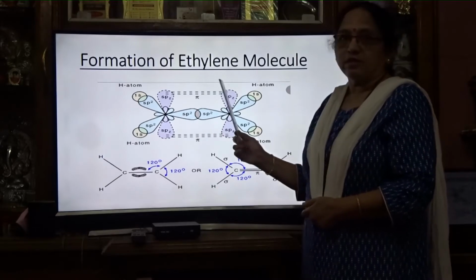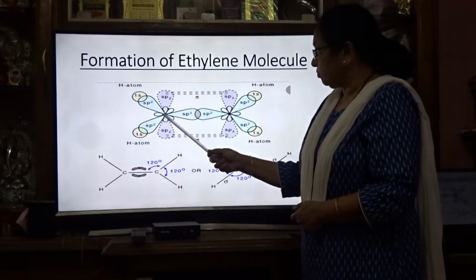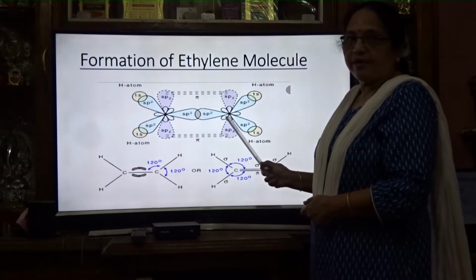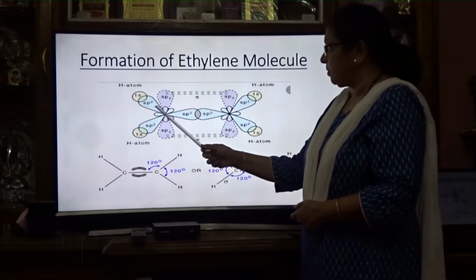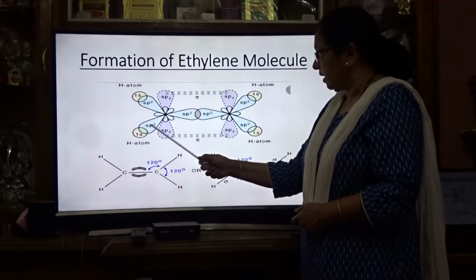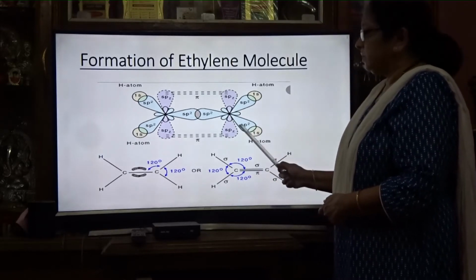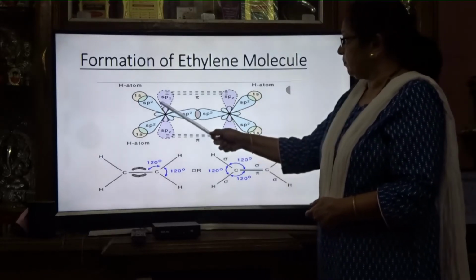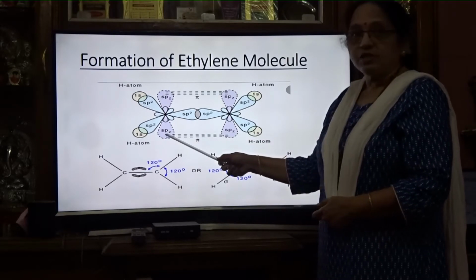The formula is C2H4. So C2 means both carbons are sp2 hybridized. This one carbon, this second carbon, is sp2 hybridized. So how many hybrid orbitals on each carbon? There are 3 hybrid orbitals: 1, 2, 3, and here 1, 2, 3. The blue colored ones are the sp2 hybrid orbitals, and shown lengthwise is the 2pz orbital, which is unhybridized.